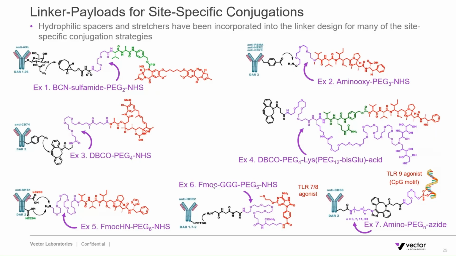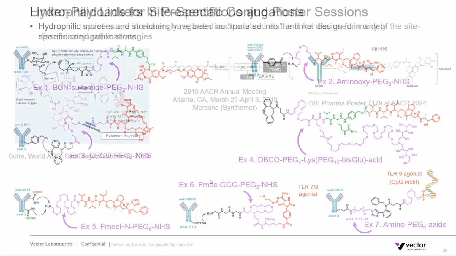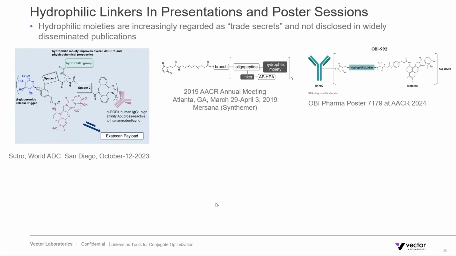So PEG components are certainly finding a place in site-specific conjugation technologies, and oftentimes it's just to facilitate the conjugation, whether it's to offset the hydrophobicity of DBCO or give the enzymes a little more room to work. You do have to be able to make these things in the first place. If you go to conferences or investor presentations, you'll see that these hydrophilic components in the linker are increasingly regarded as trade secrets, and they're not disclosed in these widely disseminated publications.